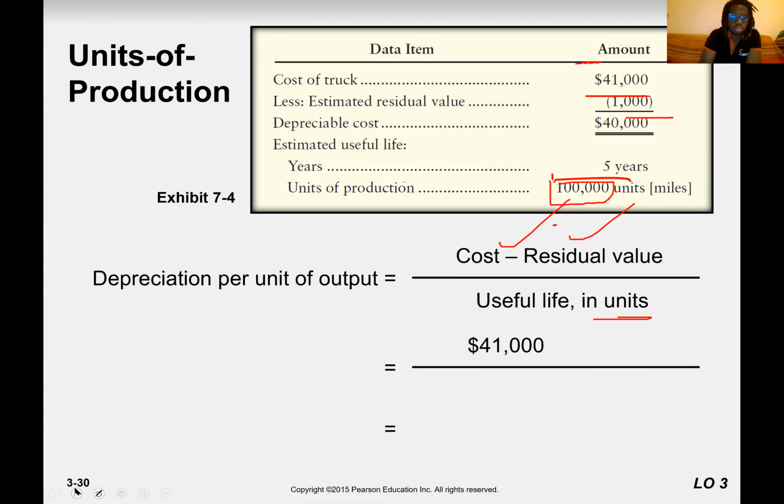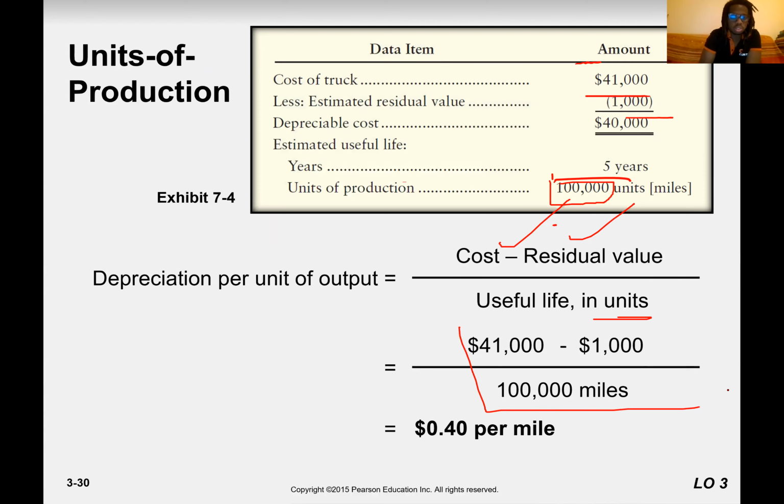It's not a percentage, it is a number per mile. So it means if a truck runs per mile, its value goes down by $0.4 per mile. So if the question says, do we have the question?